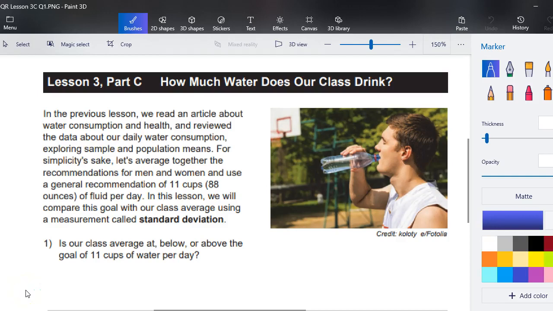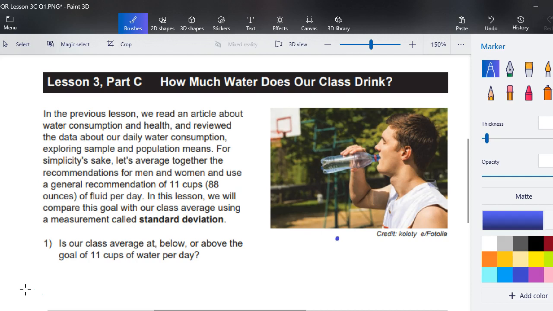Welcome to Lesson 3C. In the previous lesson, we read in an article about water consumption and health, about daily water consumption. For simplicity's sake, we're going to put together recommendations for men and women, and let's just go with 11 cups of fluid per day. In this lesson, we will compare this goal with our class average using a measurement called standard deviation.